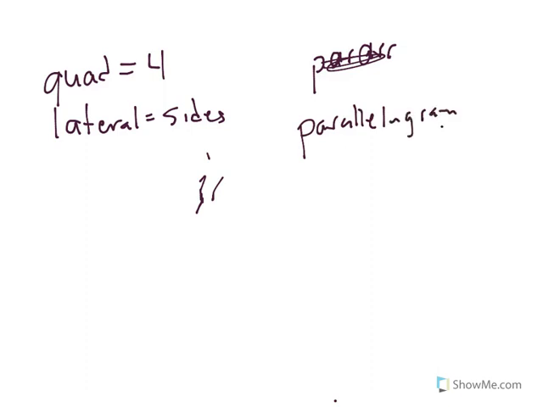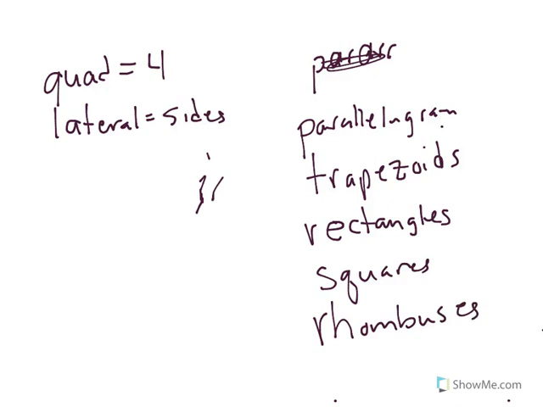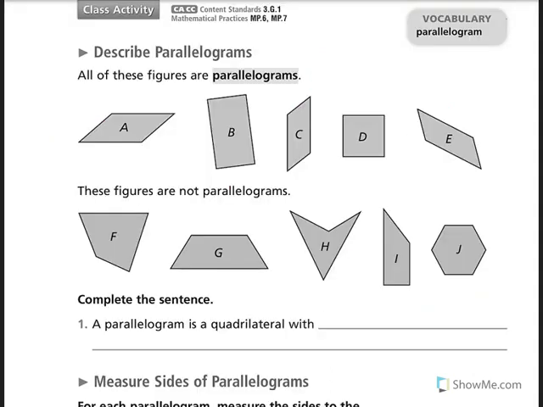Parallelogram. We're talking about trapezoids, rectangles, squares, rhombuses, and these are all types of quadrilaterals, and they all mean specific things. So let's go ahead and jump into it.